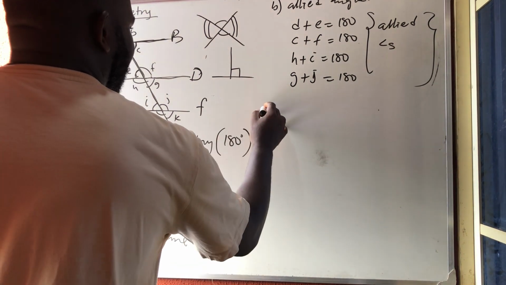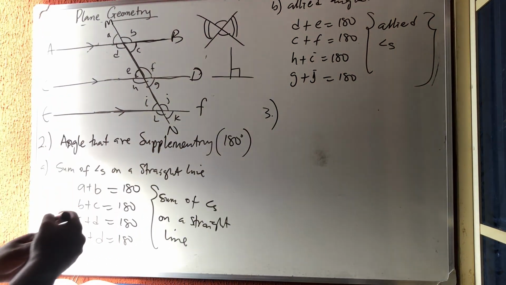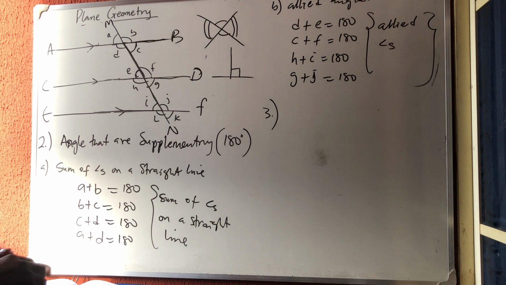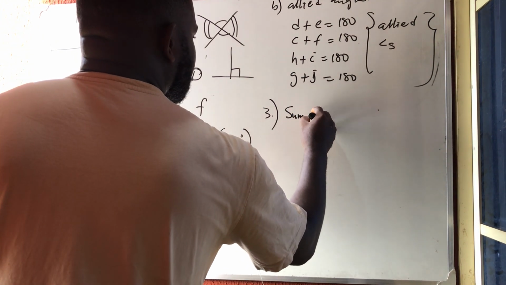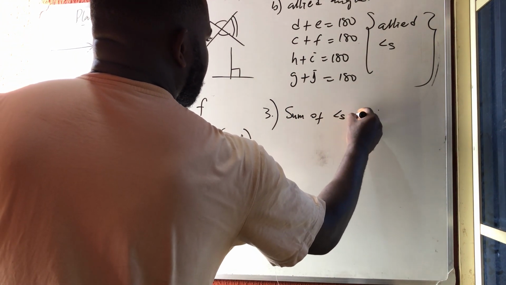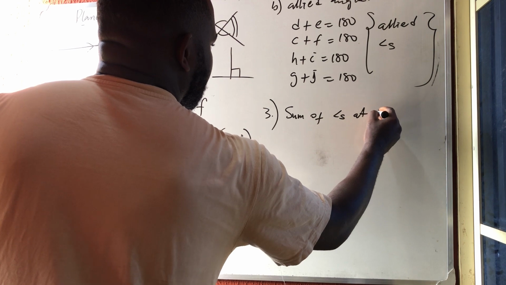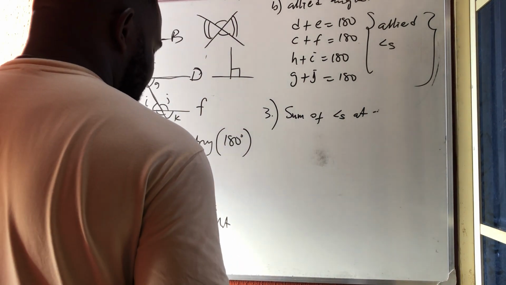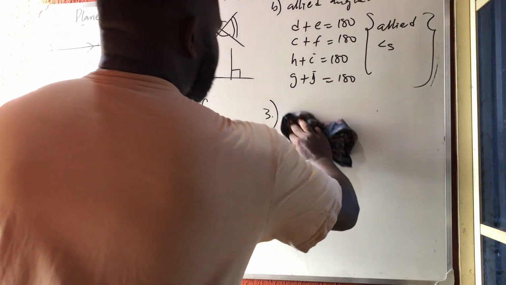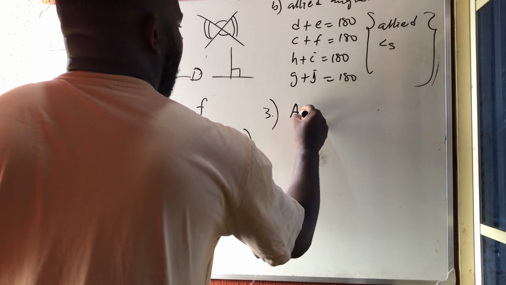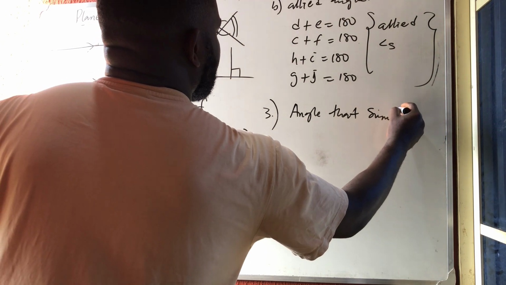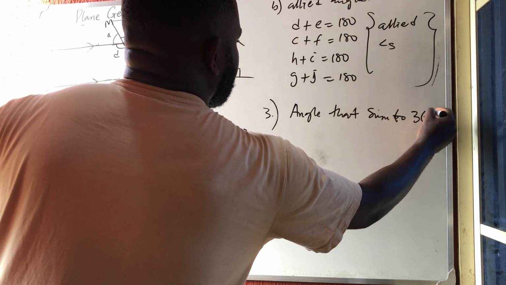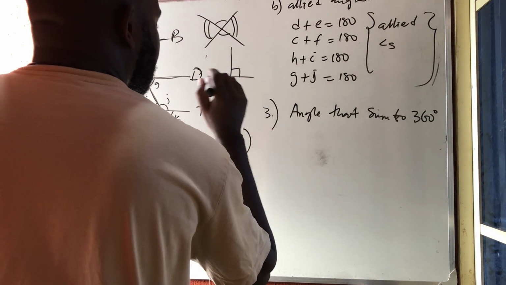So the next one, number 3, which is the last one, is what? Sum of angles at a point, or angles that sum to 360. Let me call it like that. Angles, number 3, angles that sum to 360 degrees. And it's just one.